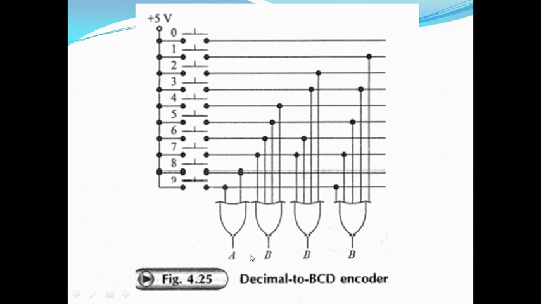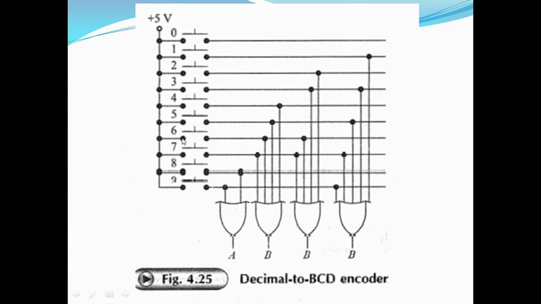So A is equal to 0. B is also going to be 0. Because this input is connected here, one of the inputs is high, so the output of the OR gate is going to be high, so C is equal to 1, and similarly D is also equal to 1. So you will get ABCD equal to 0011.